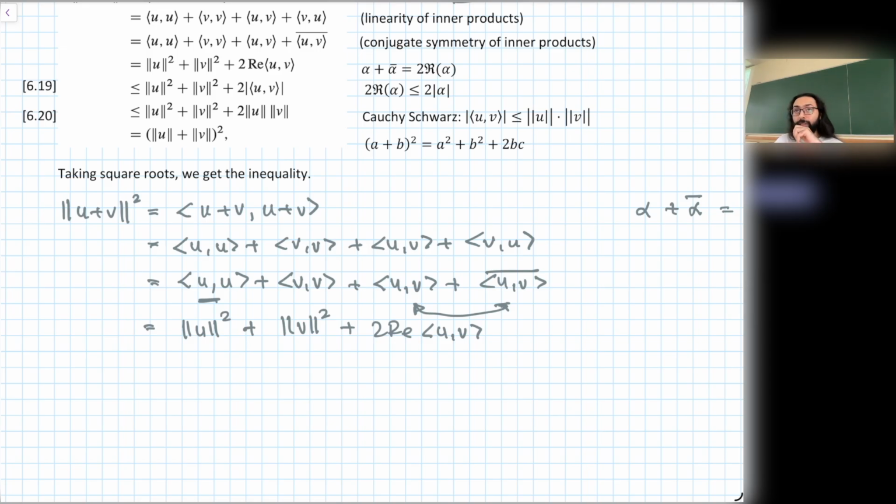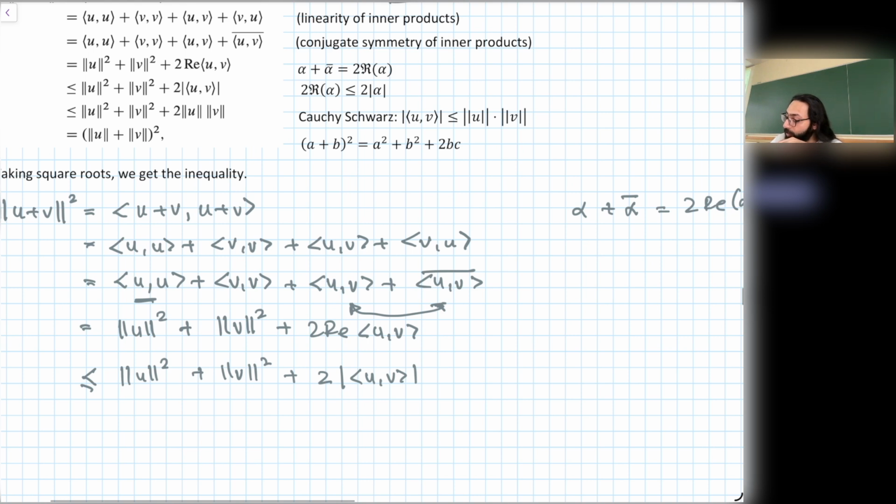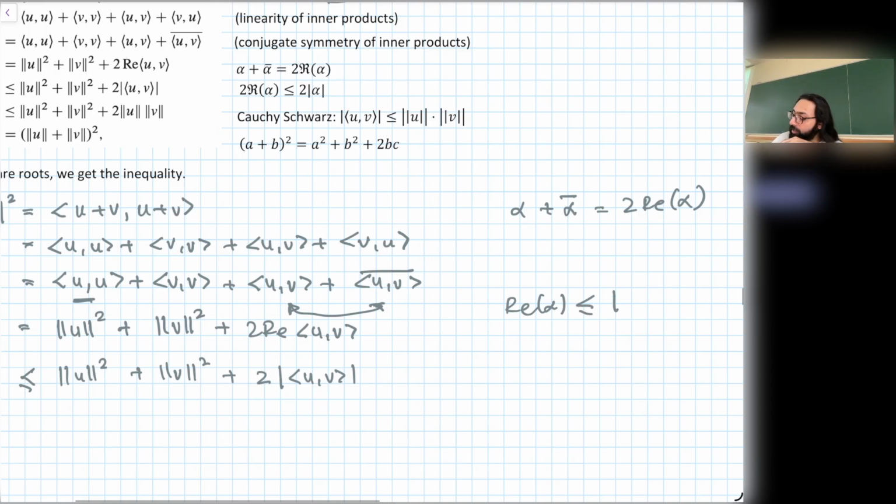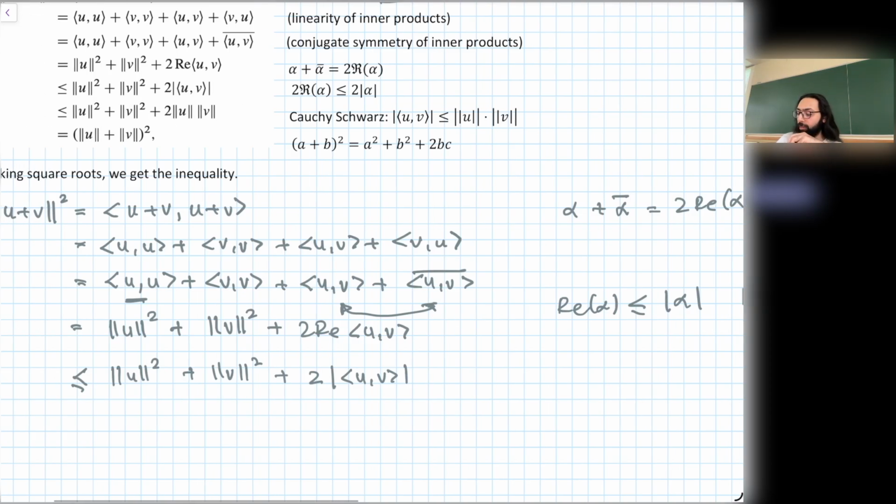So far everything was an equality. Everything was exact. Now we're going to use an inequality. We're going to say that the real part of a complex number must always be at most the magnitude of the complex number. That's all I'm doing.